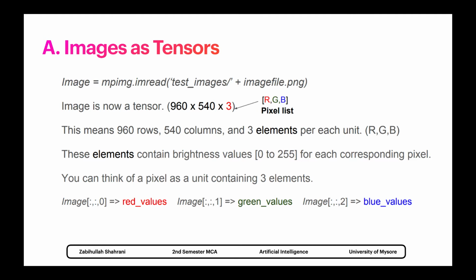These elements actually contain brightness values from 0 to 255 for each corresponding pixel. You can think of a pixel as a unit containing 3 elements, like red, green, blue, which stands for RGB.